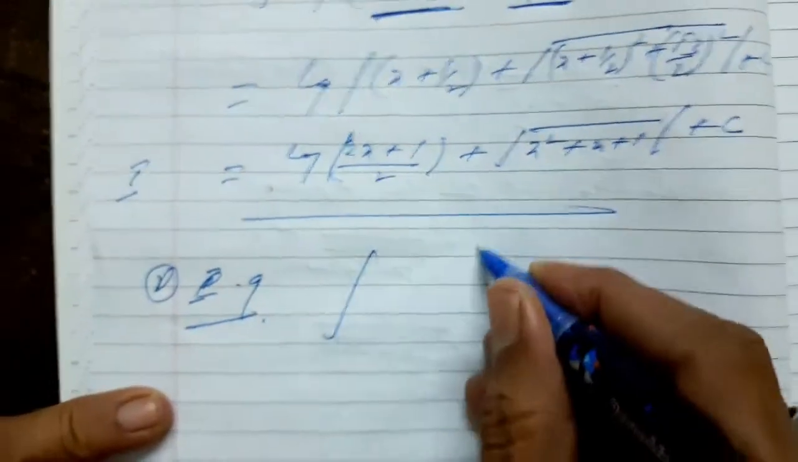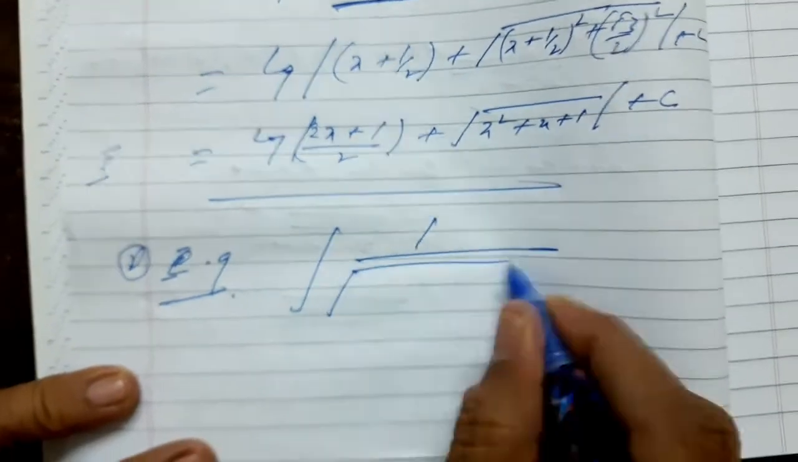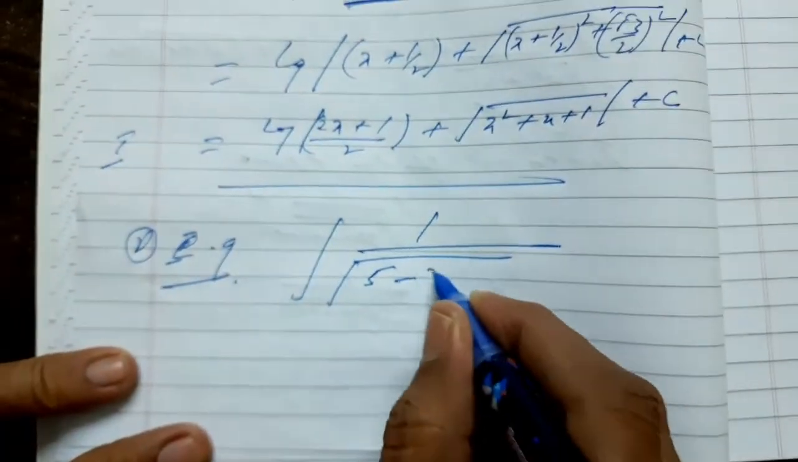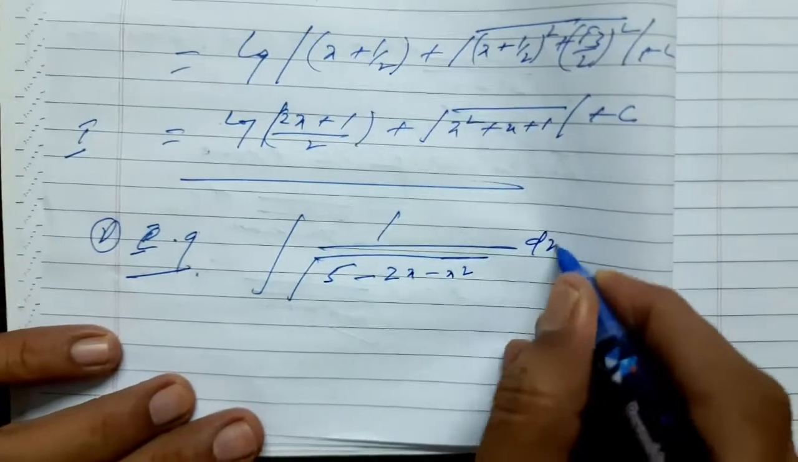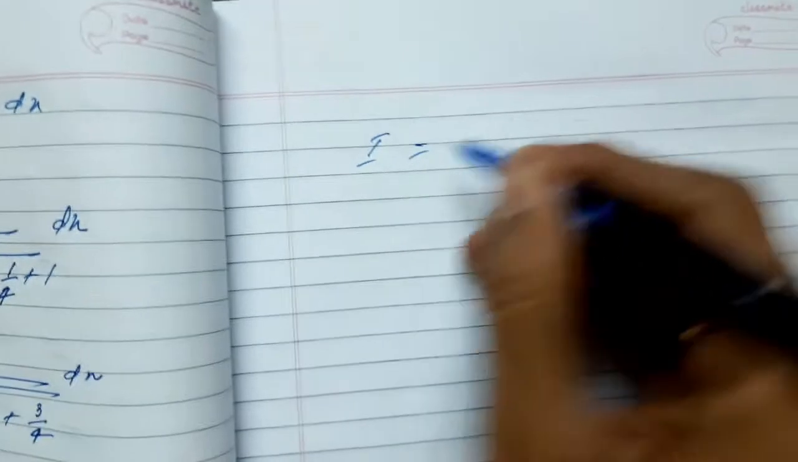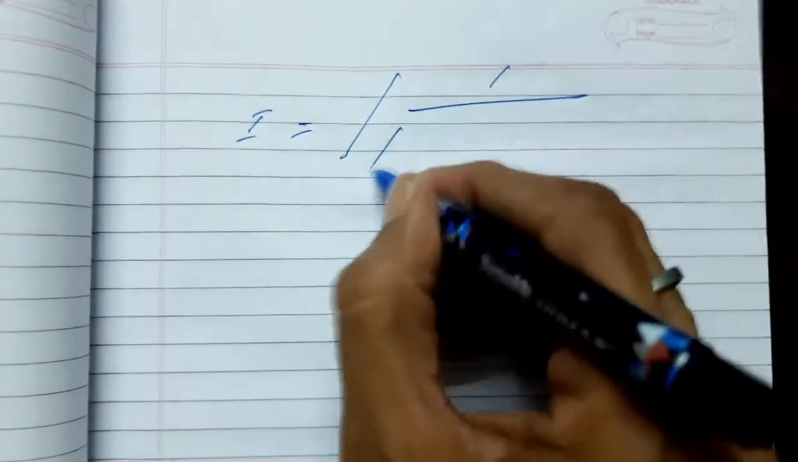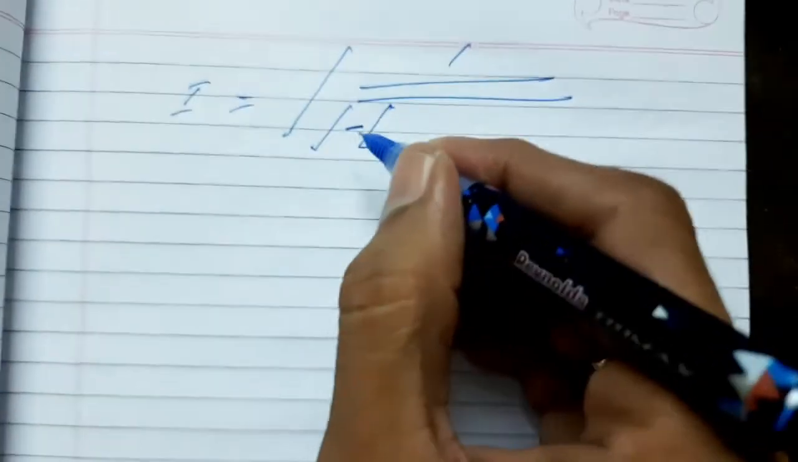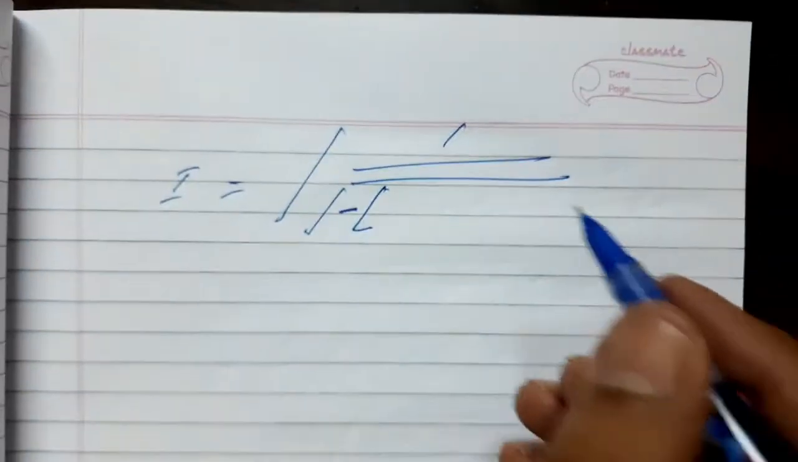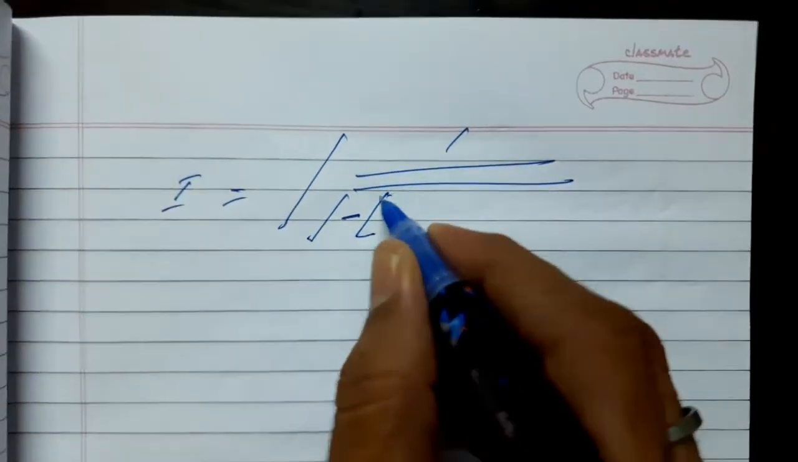If you are having a question like that, let us suppose root under 5 minus 2x minus x square, something like that. What you will do? We'll write down I equals 1 upon root under. We'll take minus common. We'll not take minus outside the root, because when we go with the square root of a negative, that will out us. So we'll never take that. That's why I have taken this question.